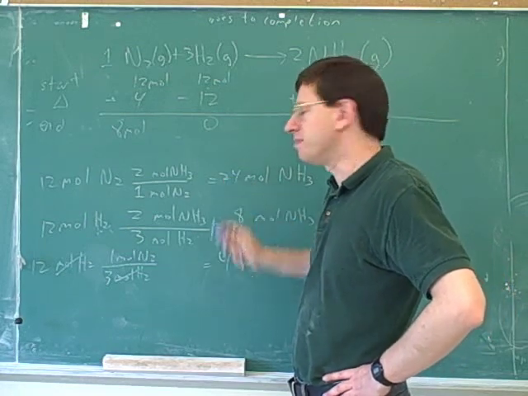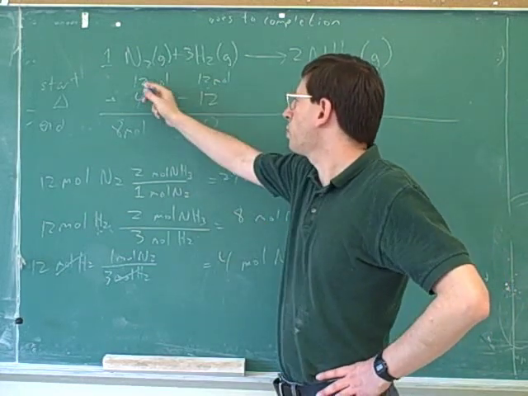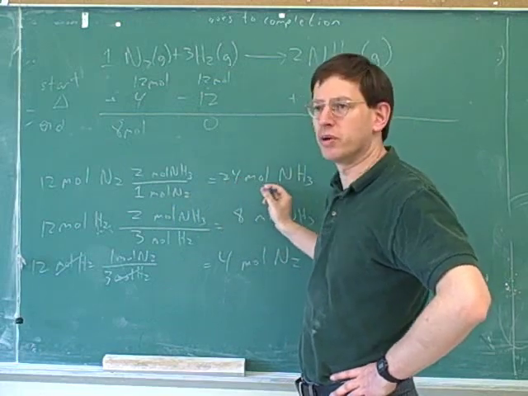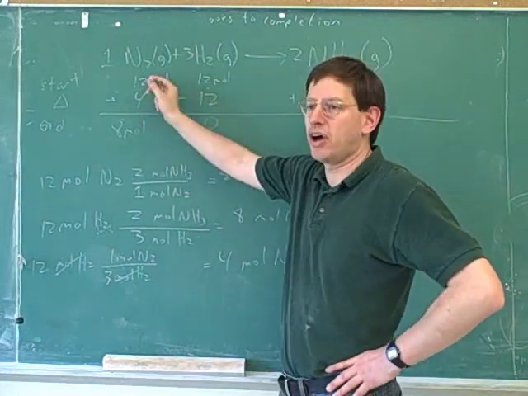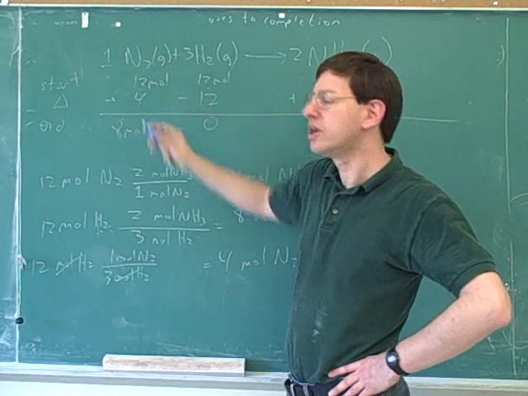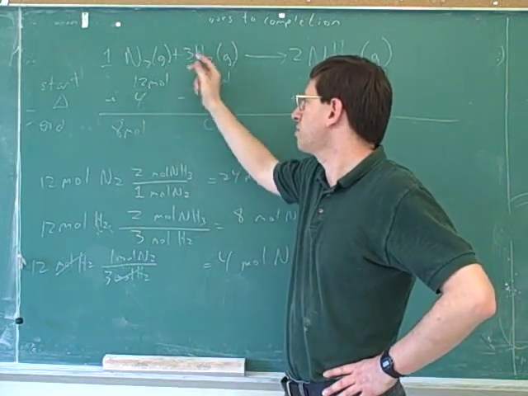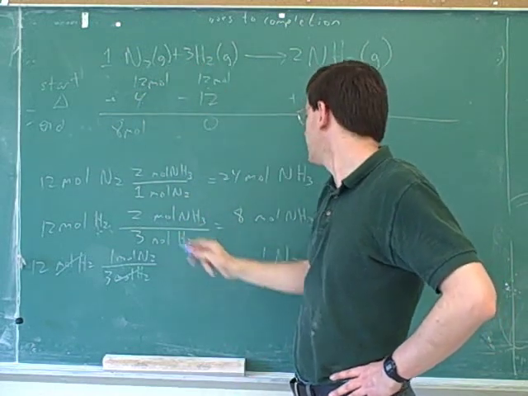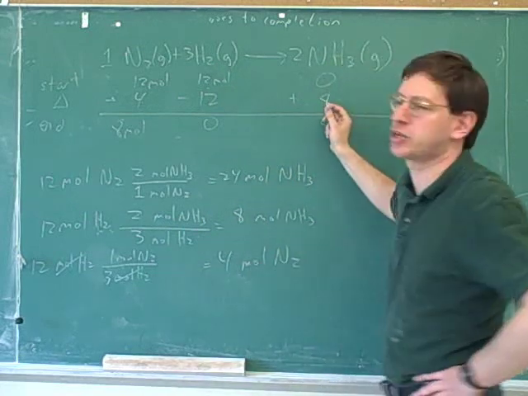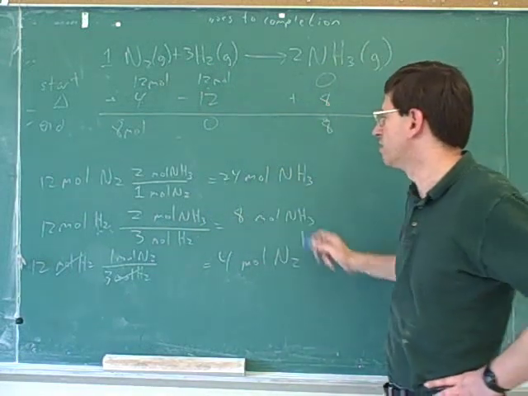Where did this 24 come from? Well, this was telling us that if we used all 12 moles of nitrogen, we could make 24 moles of ammonia, but we're not going to be able to use all 12 moles. We're only going to be able to use 4 moles. We're only going to be able to use as much nitrogen as will react with the hydrogen. And we have enough hydrogen to make 8 moles of ammonia. So the actual amount of ammonia we're making is 8, just this number by itself.